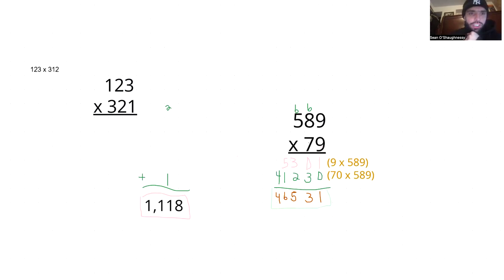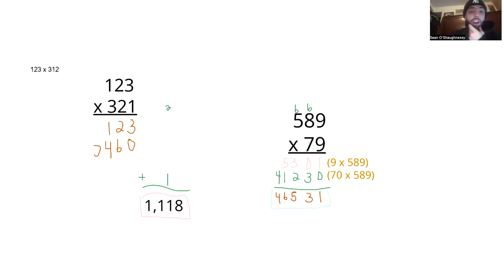So 1 times 3 gives you 3. 1 times 2 gives you 2. 1 times 1 gives you 1. Then I put a placeholder 0 here. 2 times 3 gives me 6. 2 times 2 gives me 4. 2 times 1 gives me 2.